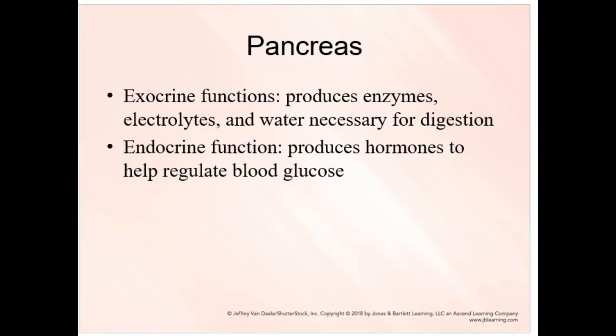Okay, so the pancreas has exocrine and endocrine functions. Endocrine functions produce hormones to regulate blood glucose. Those we'll go over in the very, very near future. Let's talk about exocrine functions. So the majority of the pancreas is actually made up of cells that perform these exocrine functions. They produce enzymes, electrolytes, and water necessary for digestion. Okay, their primary job is producing those enzymes.